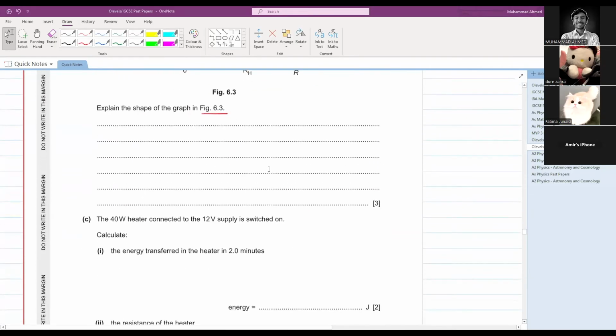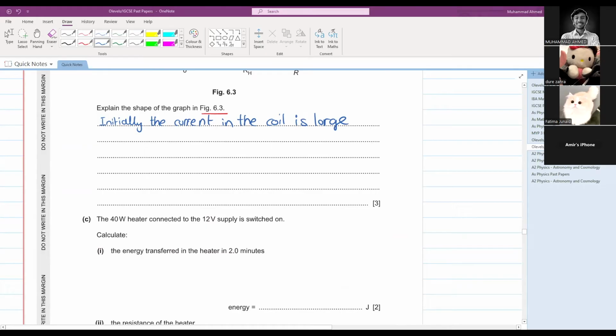Let's write this. Explain the shape of this graph. So first of all, what will you say? You will say initially, this is a 3 marker question. You have to write it in a neat manner, and everything has to be written. Initially, the current in the coil is large.